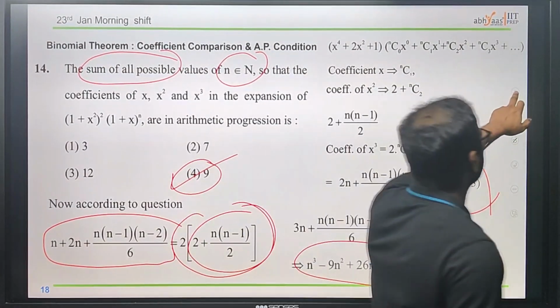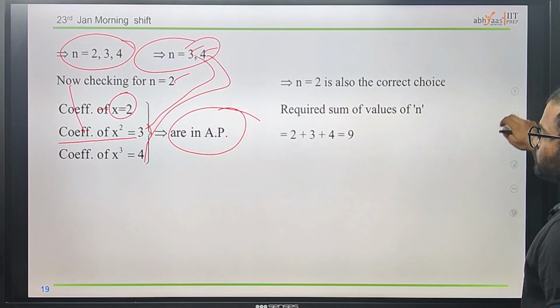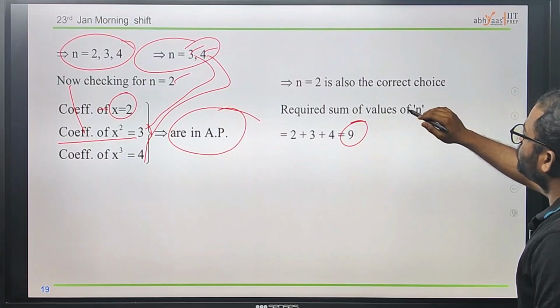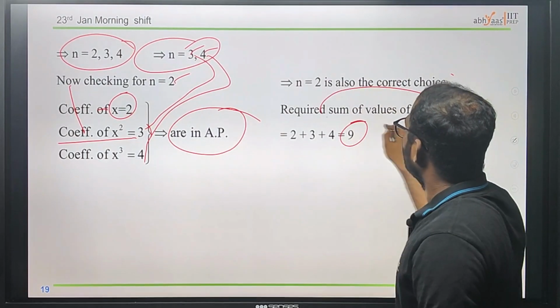Option 4 is the correct option. 9 is the correct answer, and option 4 is the correct choice. The required sum of values of n.